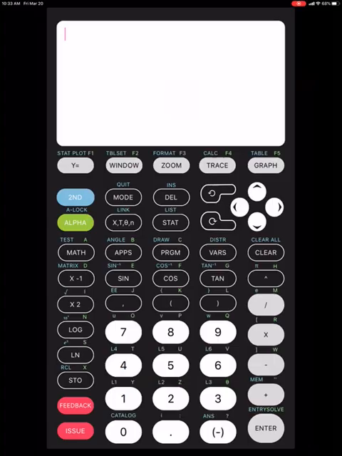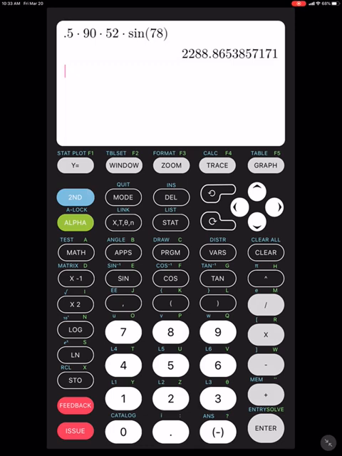So let's pull up our TI. As we do that, let's type it in. So 1/2, we'll put 0.5, times 90 meters, the base, times the height, which was 52, times the sine of 78 degrees. And I get 2,288.87. We're rounding to the nearest hundredth.